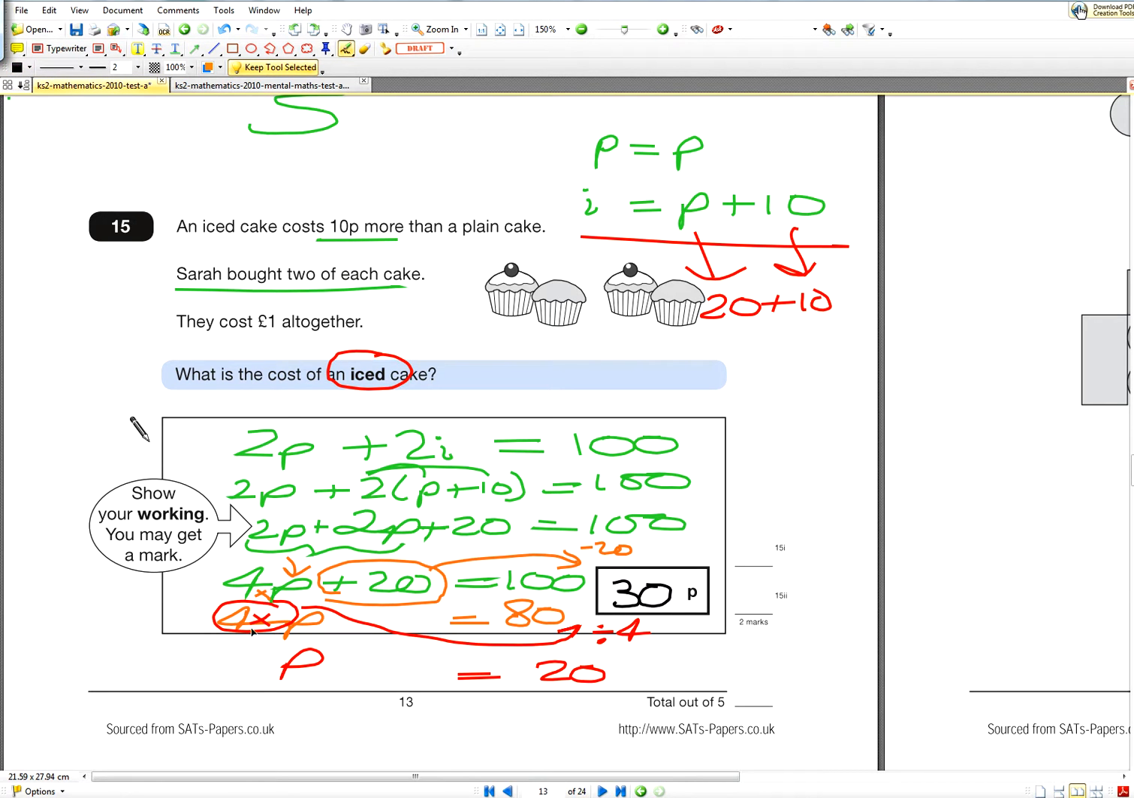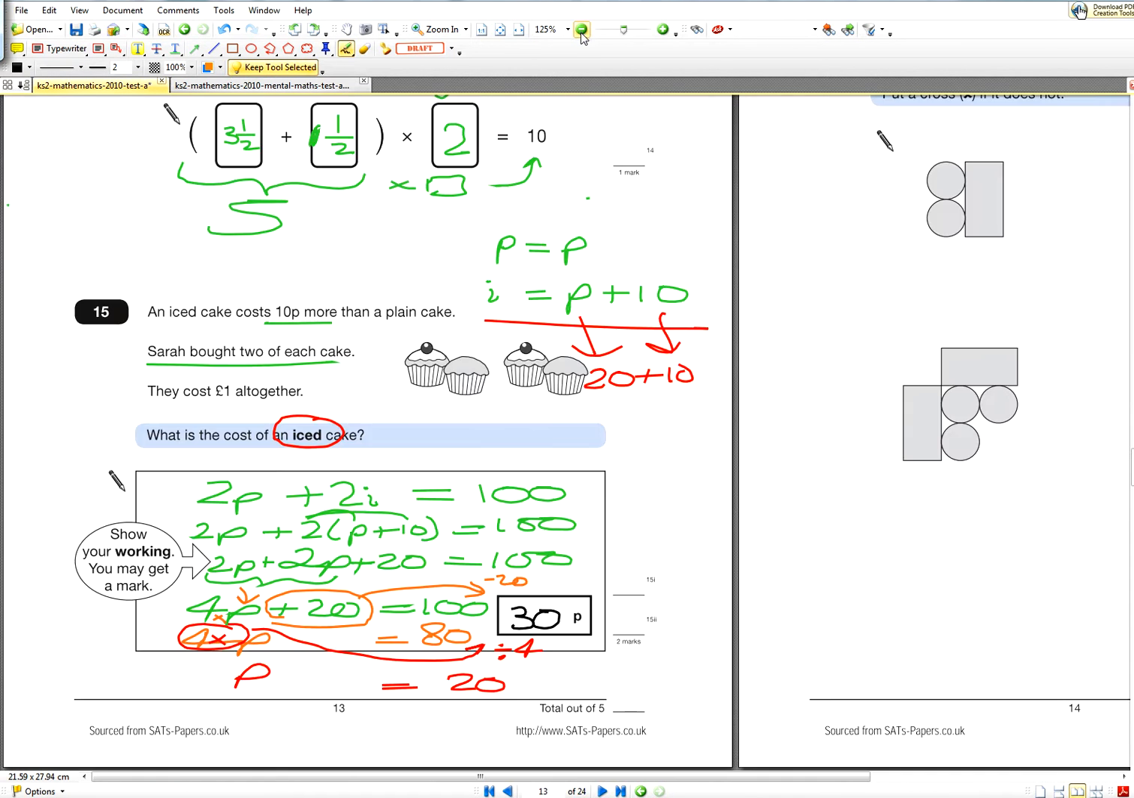Okay, 30p. Are we happy with that 30p where it came from? Yes. So this one here involves a little bit of algebra, forming equations, multiplying brackets, simplifying equations, rearranging equations. Nice little bit of algebra. Lovely bit of algebra. I love the algebra.